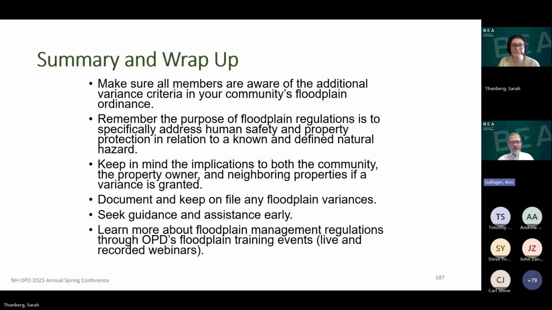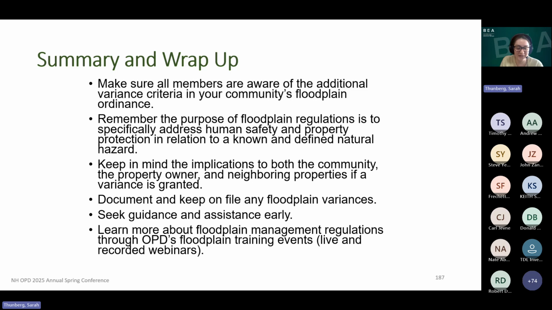Hi, Sarah. I'd like to interject. There's a question that is basically asking for clarification. So the question is, when you say damage potential, are you talking about possible damage to the structure or damage caused by the structure when it is washed downstream? Both. Okay. Yeah, FEMA generally considers both damage to the structure and damage caused by the structure as damage potential.